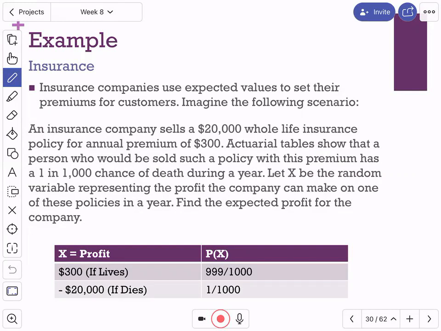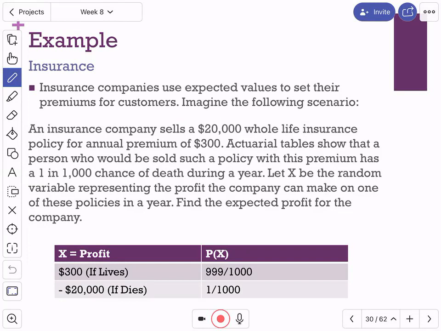Break this down. I already gave you all the information. I also made the table for you. If I didn't give you this table, let's talk about this real quick. It's a real life example. Insurance companies make money based off the fact that something might occur. So when we look at this, X equals the profit the company is going to make. And for every profit, there's a probability.